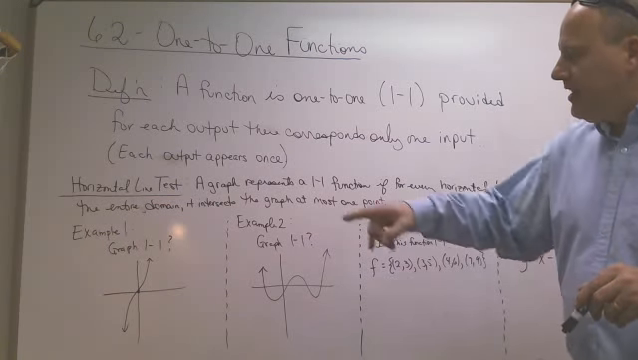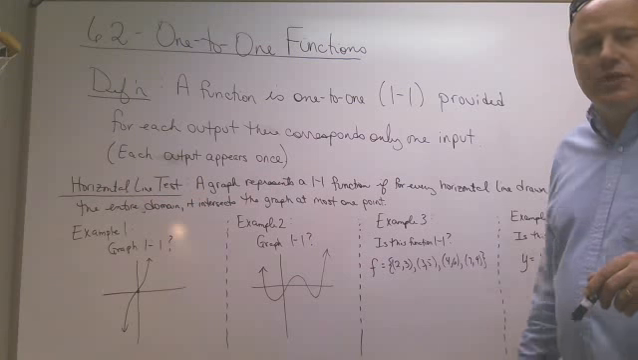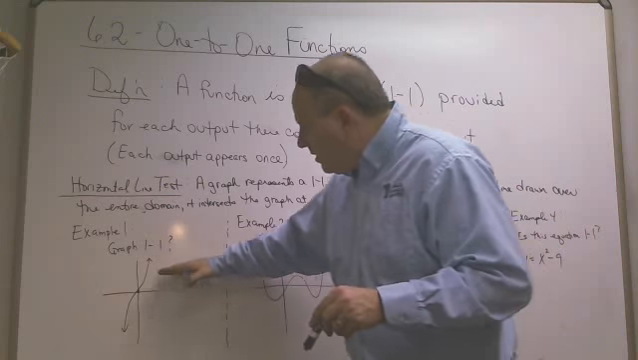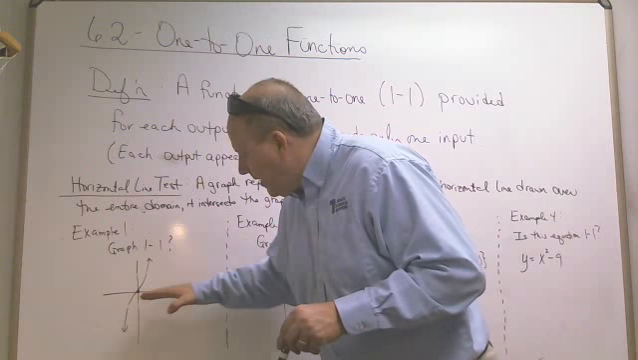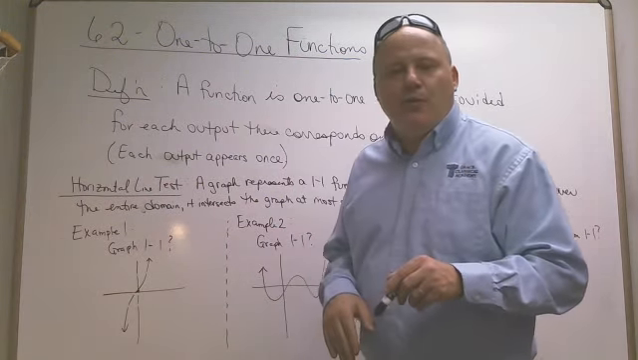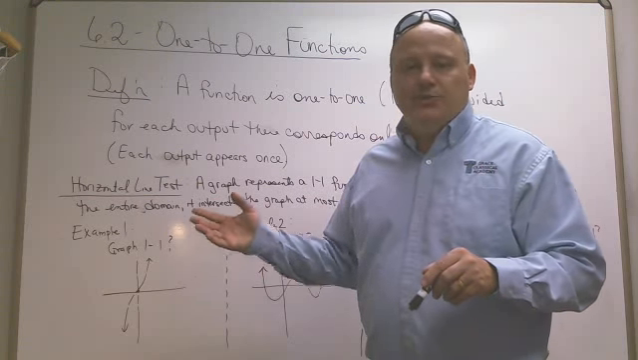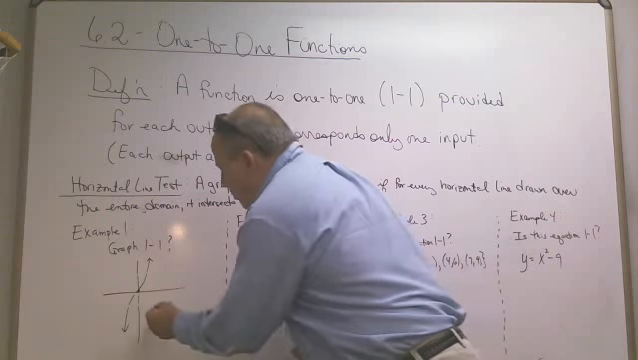So for these first two examples, we'll talk about the horizontal line test. If you draw a horizontal line through this graph at any point you like, it hits the graph at one place. So this graph is a function, and it is one-to-one. So this one is a one-to-one function.